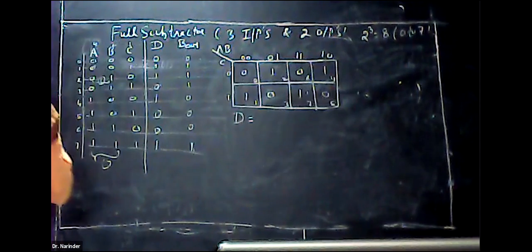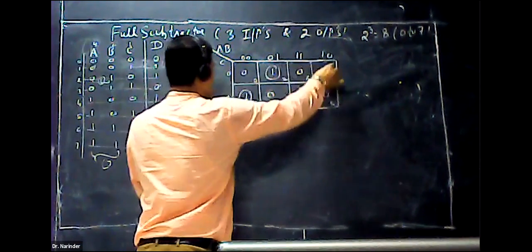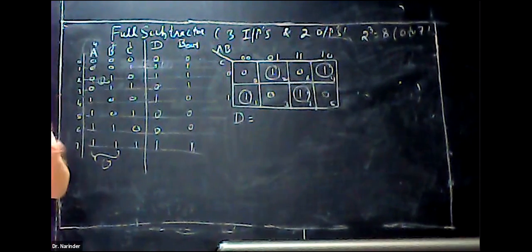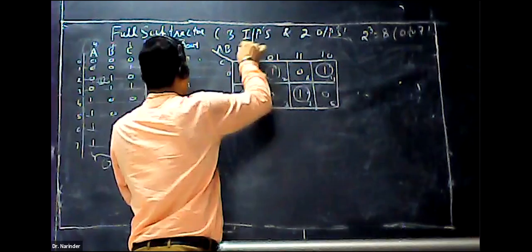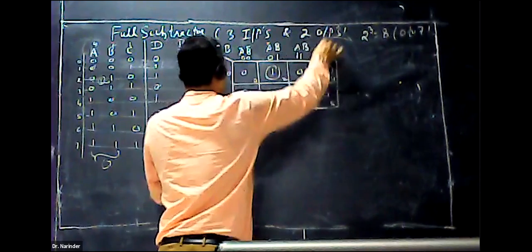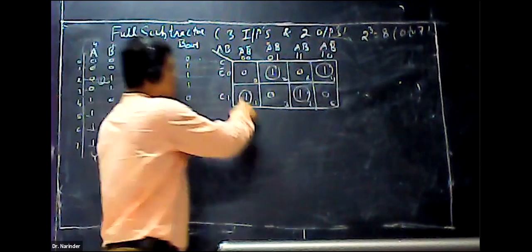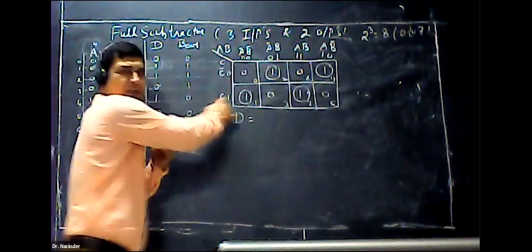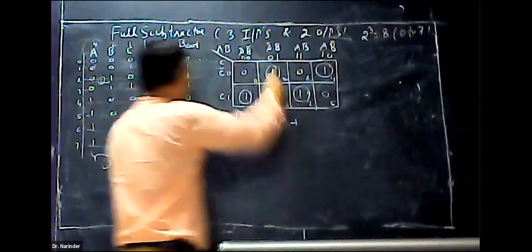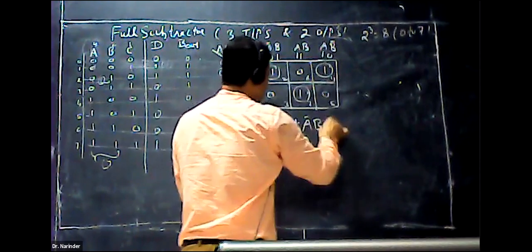Now you have to try for the group. There is no grouping that can be made because these are the individual ones. Just similar to full adder, you will pursue for A bar, B bar, A bar, B, A, B, A, B bar, and C bar, C. This one can be written as A bar, B bar into C. This one can be written as A bar, B into C bar.